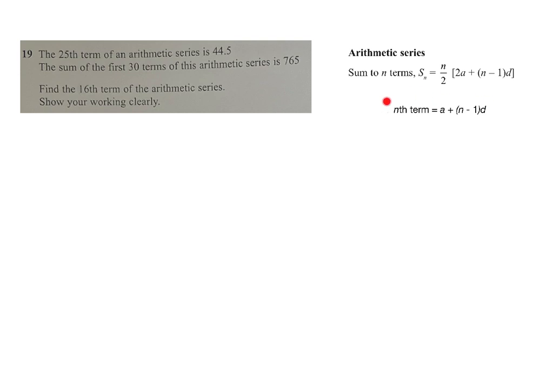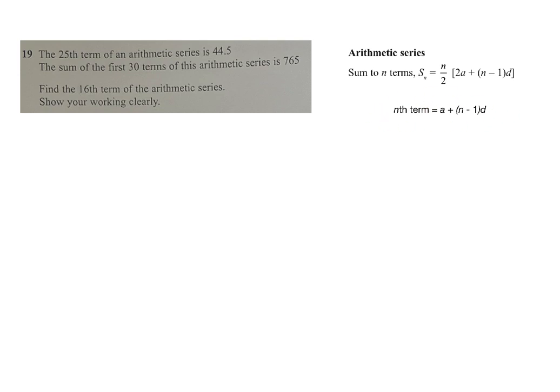The one you need to remember is the second one here, the nth term, which is a plus (n minus 1)d. Again, a is the first term, n is the number of terms, or the position of the term, and d is the common difference. Make sure you don't confuse the two. The bracket here is very similar to the nth term, but the sum has the 2a in it and the nth term does not.